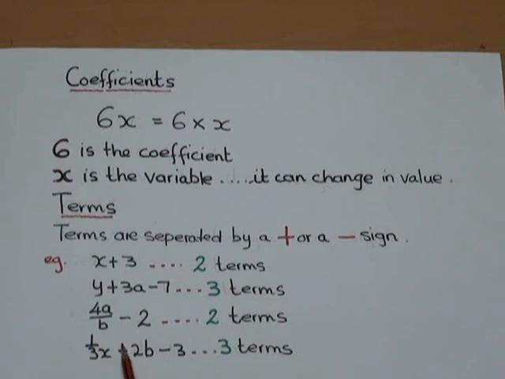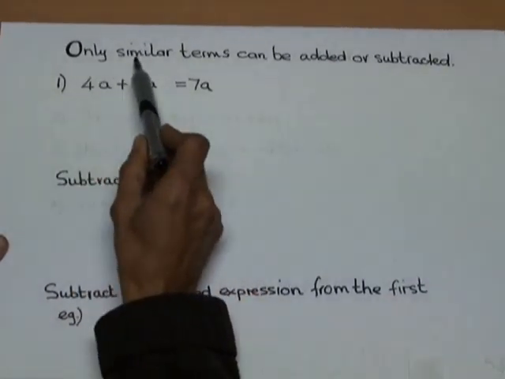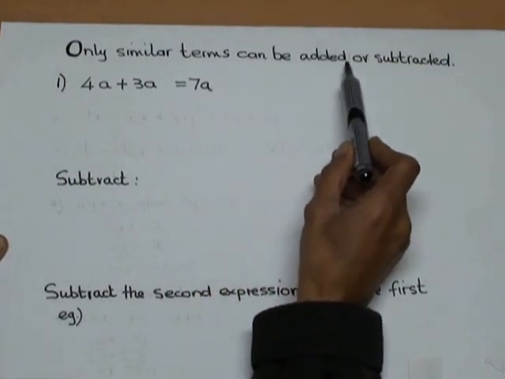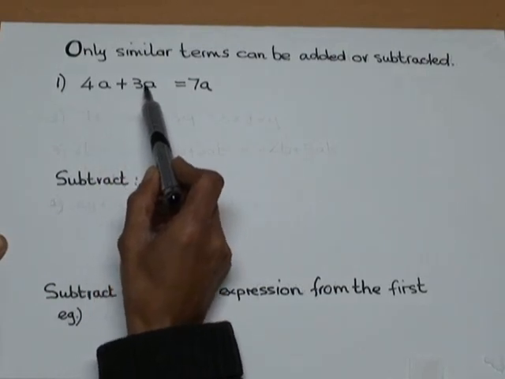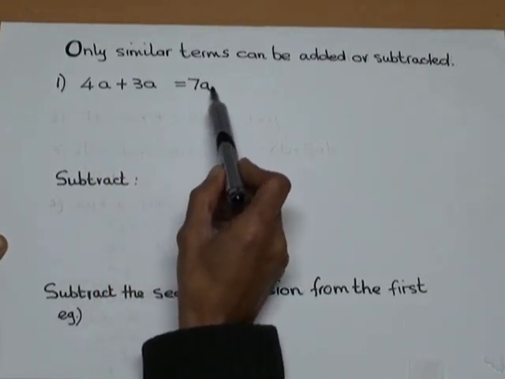Third x plus 2b minus 3, there are 3 terms. There's the plus and the minus. Terms are separated by a plus or a minus sign. Only similar terms can be added or subtracted. Number 1, 4a plus 3a is equal to 7a.